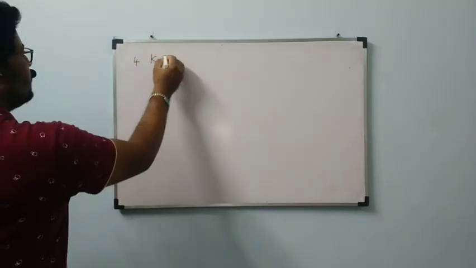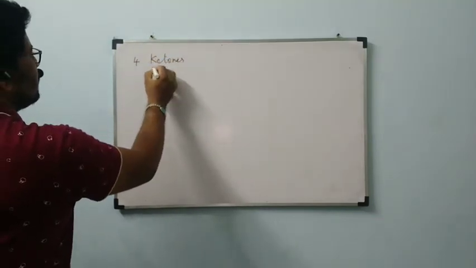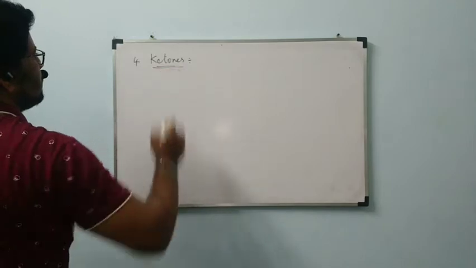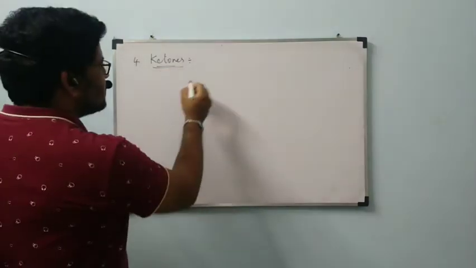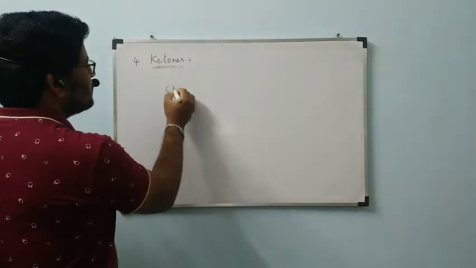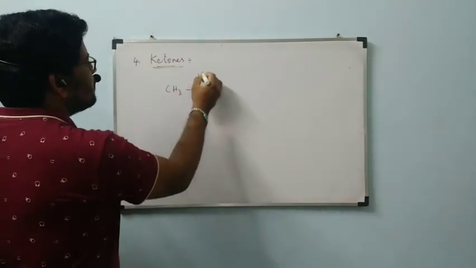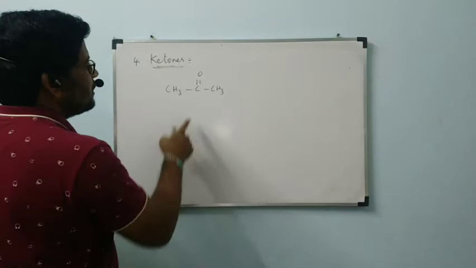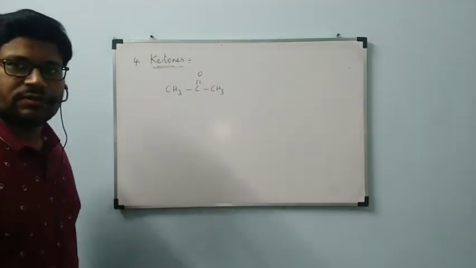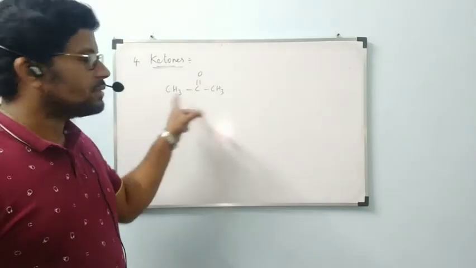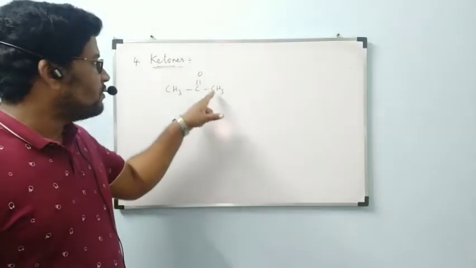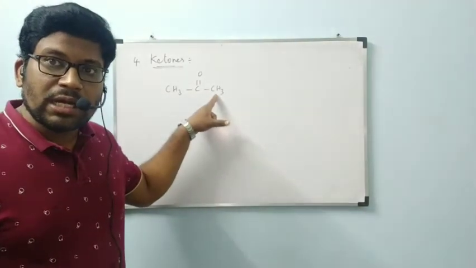Fourth one, ketones. Start with an example. First one, CH3 C double bond O CH3. On the left side and right side, both sides must contain R groups. R means an alkyl group. Here both are methyl groups. If you write H here, it will be an aldehyde.